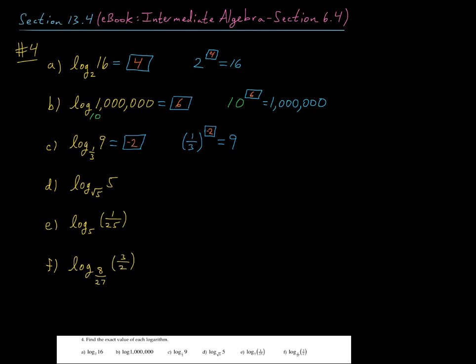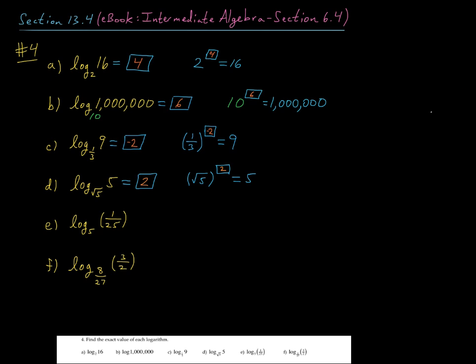Next one. The log base square root of 5 of 5 is equal to what? Now we're looking at the square root of 5, this is the base, raised to what power would come out to be 5? What exponent is required for the square root of 5 to get to 5? Well, I want to square the square root to get to just 5 itself. So this would then be a 2.